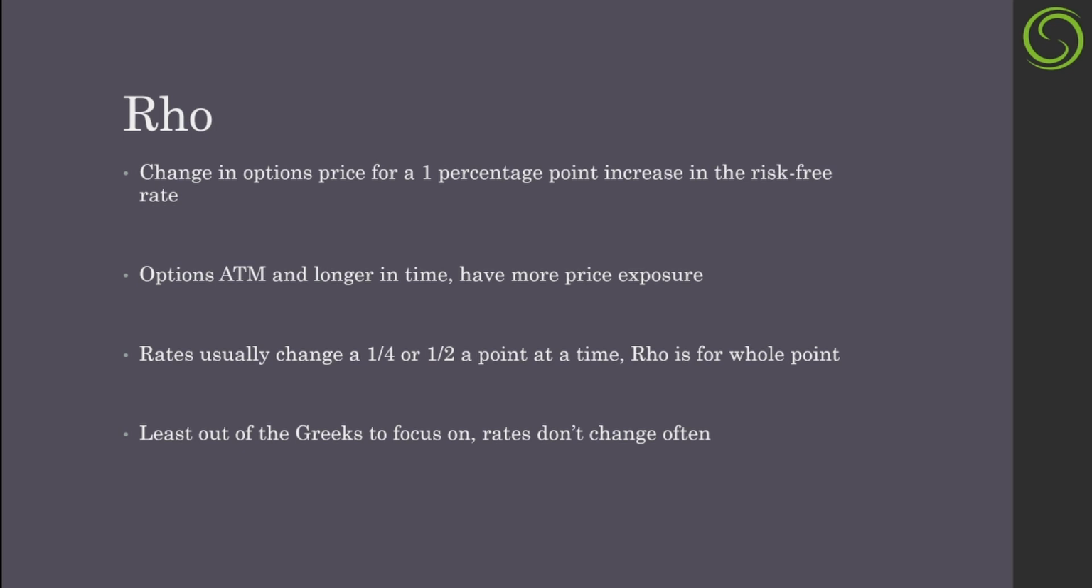For options that are at the money and farther out in time, they will have more sensitivity to the changes in the risk-free rate. Something to keep in mind is rates usually change a quarter or half point at a time, and Rho is for a whole point. Rho just hasn't been a factor over the past few decades, as rates haven't changed that much. It's like that person at the party that doesn't interact with anybody, just standing there in the corner by itself.